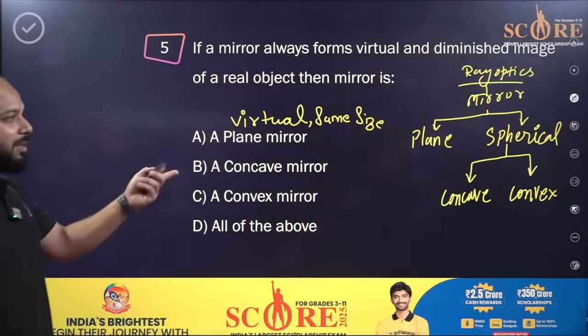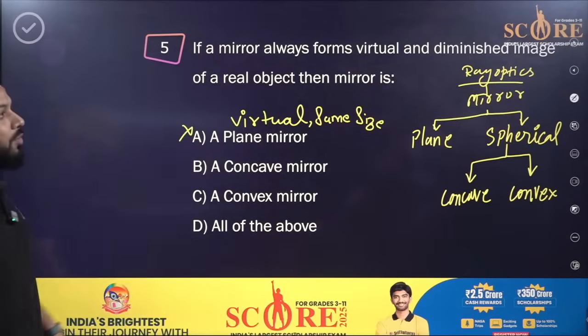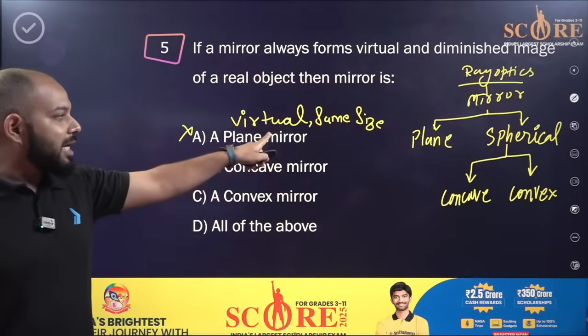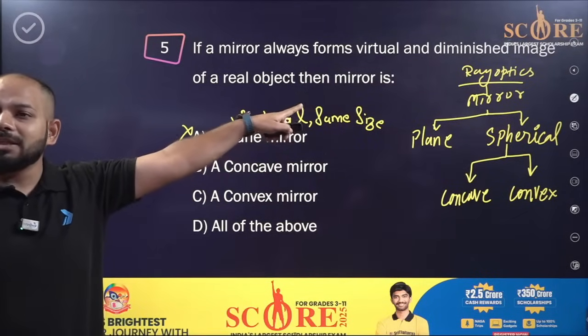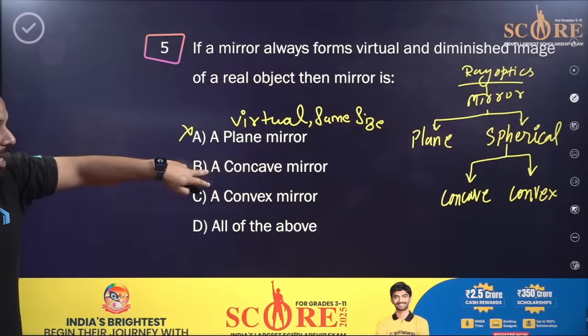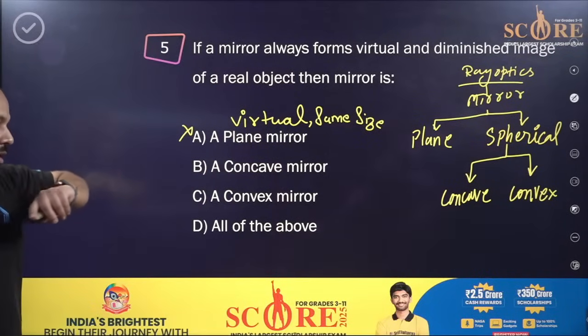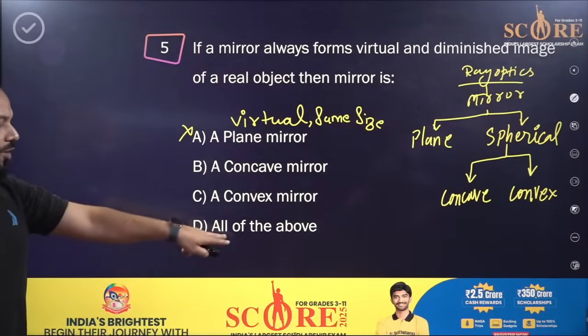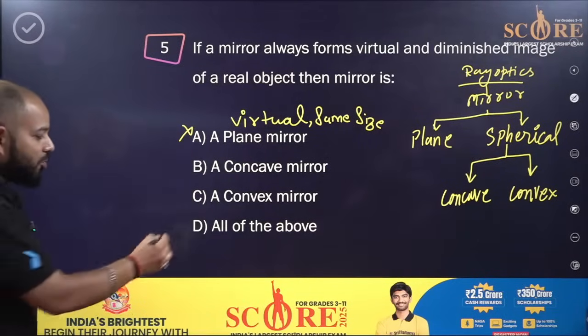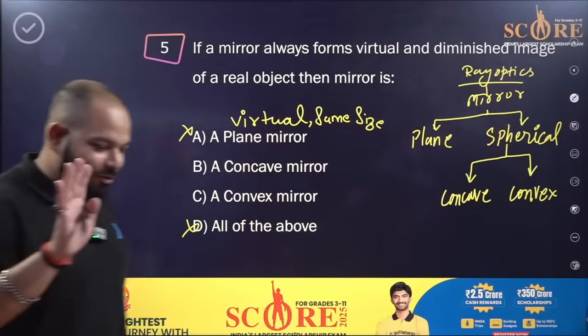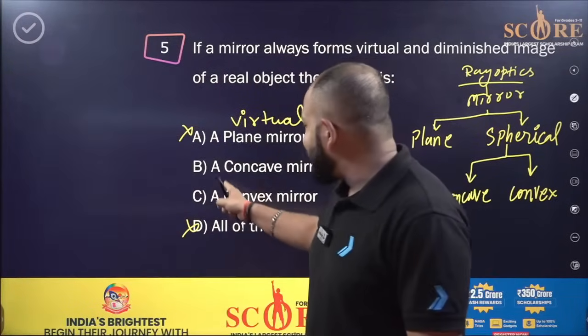So if it's of the same size, that means it's wrong, because we want a virtual image, that is correct, but we want the diminished also. Diminished means smaller than the object. Then we have the concave and convex mirror. See, "all of the above" will also automatically be wrong, because one of the options is wrong. So now you only have a 50-50 chance. Only two options are there, concave and convex.